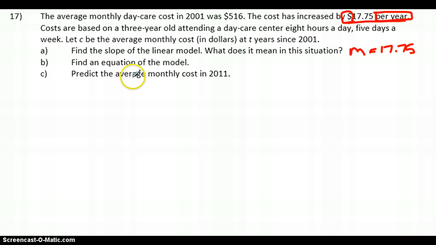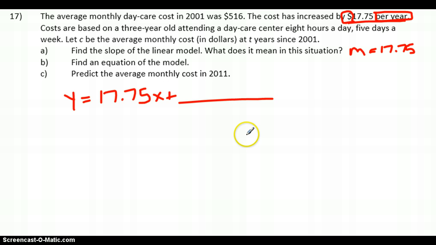Now find the equation of the model. Okay, so y equals slope 17.75 times x plus b, and b is my initial or starting condition, my y-intercept value, and so that's going to be my 516 for this example.